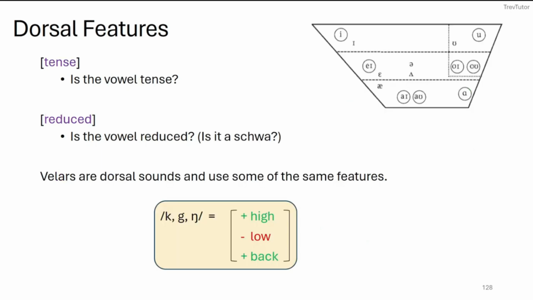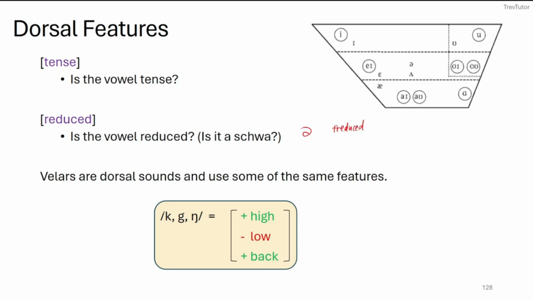Now, there's two more, which is tense and reduced. So tense is just asking, is the vowel tense? I think that's pretty straightforward if you understand the phonetic descriptions. And then we have the reduced feature asking, is the vowel reduced? So in other words, is it a schwa? So if it's a schwa, yeah, it's plus reduced. If it's anything else, then it's going to be minus reduced.